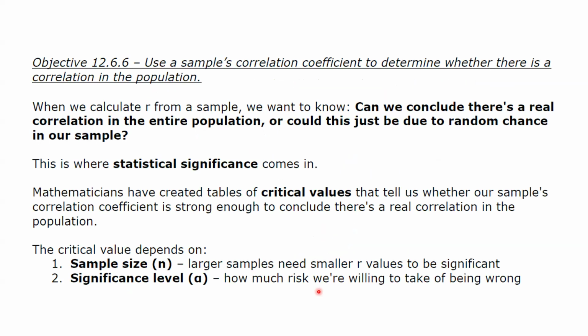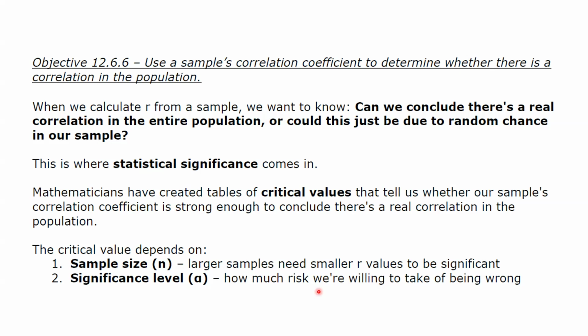Objective 6, statistical significance. So here's an important question. When we calculate r from a sample, how do we know if there's a real correlation in the entire population? Or could our result just be due to random chance in our particular sample? This is where statistical significance comes in. Mathematicians have created tables of critical values that tell us whether our sample's correlation coefficient is strong enough to conclude there's a real correlation in the population.